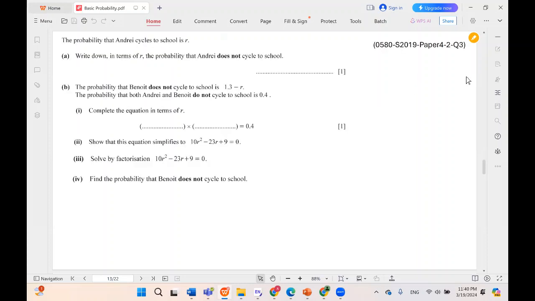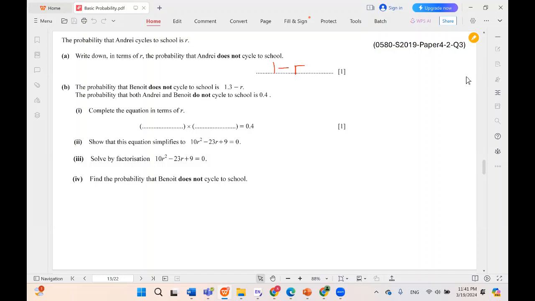The probability that Andre cycles to school is R. Write down in terms of R the probability that Andre does not cycle to school. So we said that when we have opposite events, their total probability is 1. So therefore, the probability here would be 1 minus R. The probability that Benoit does not cycle to school is 1.3 minus R. The probability that both Andre and Benoit do not cycle to school is 0.4. Complete the equation in terms of R.